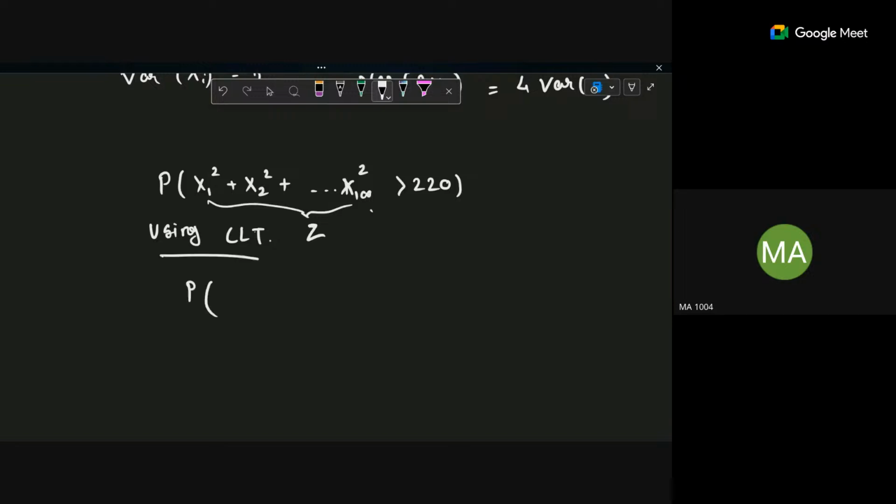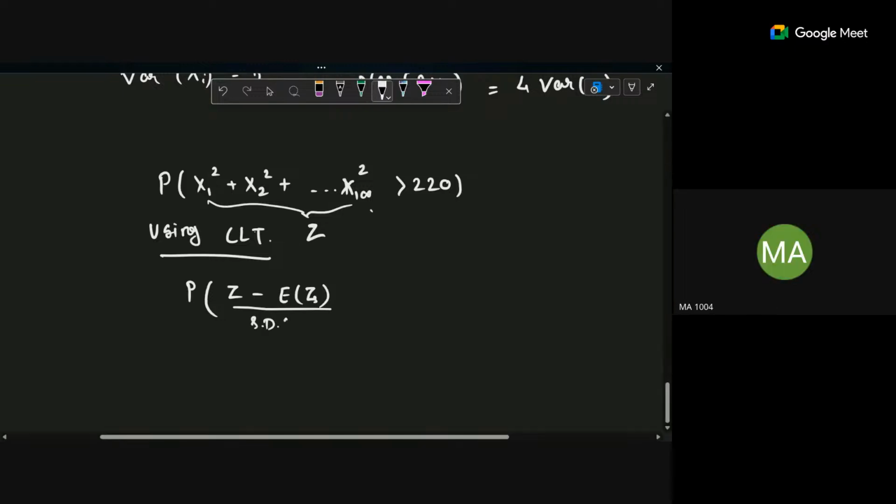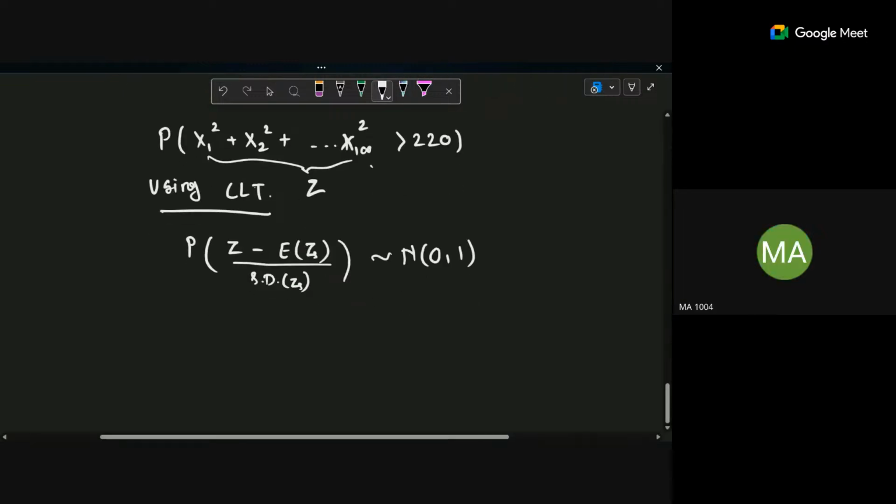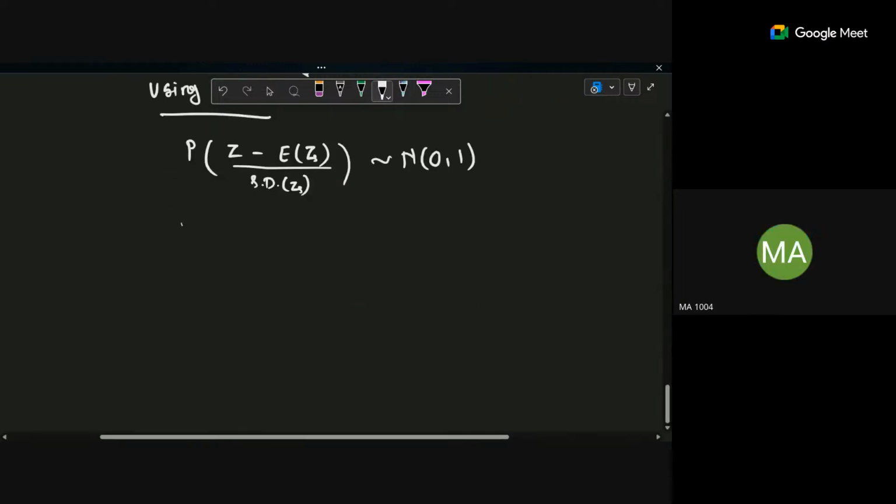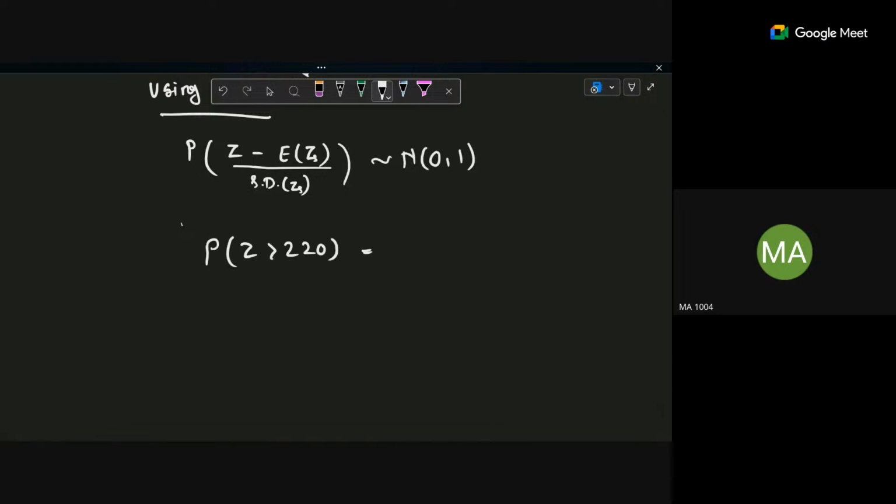Then using CLT, what will happen? z minus expectation of z, divided by the standard deviation of z, is following a normal distribution with mean 0 and variance 1. So while calculating the probability of z greater than 220, we will do the same thing that we have done just before this question.